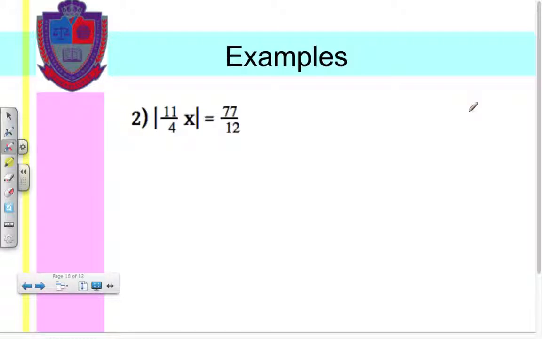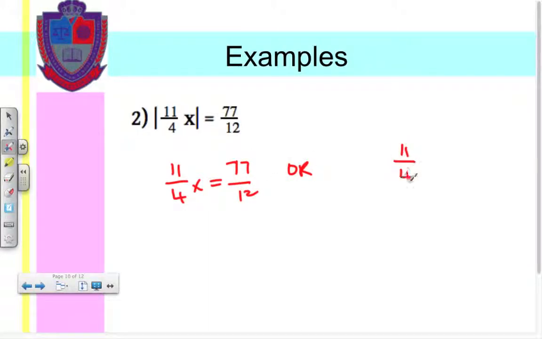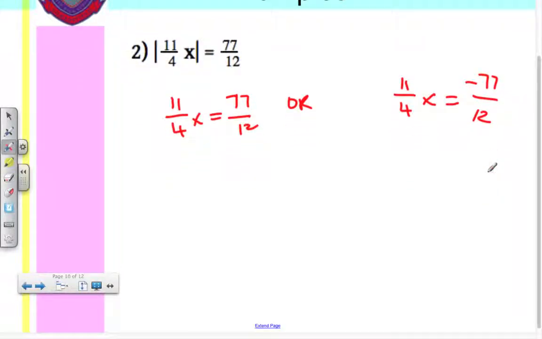Let's look at one more example because I know that was a lot to take in. Again, the first thing we know is we have two situations. 11 over 4x is equal to 7 over 12, or 11 over 4x is equal to negative 77 over 12. The easiest way to go is, I know that 4 and 12 are multiples of each other, so I'm going to make these the same denominator. How would I get from 4 to 12? Perfect. Times it by 3. Whatever I do at the bottom, I need to do at the top. 3 times 11 is 33.